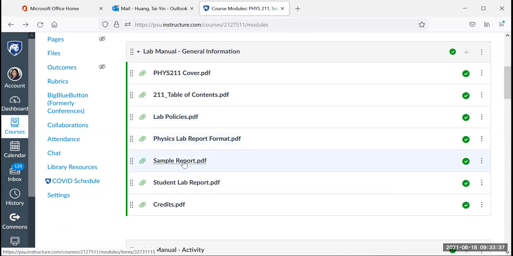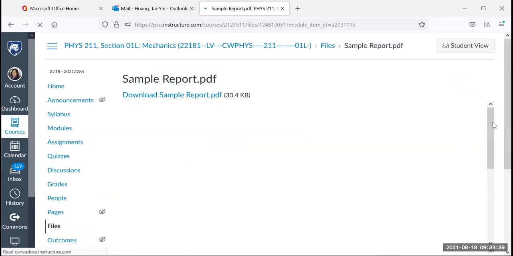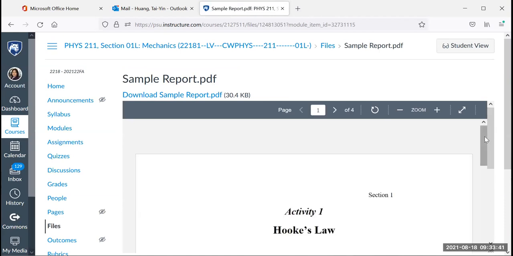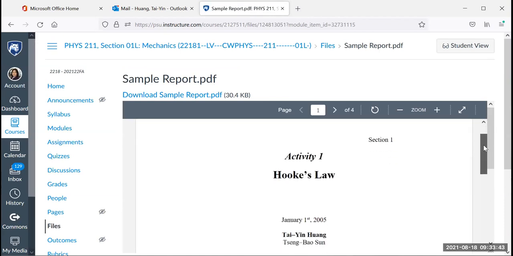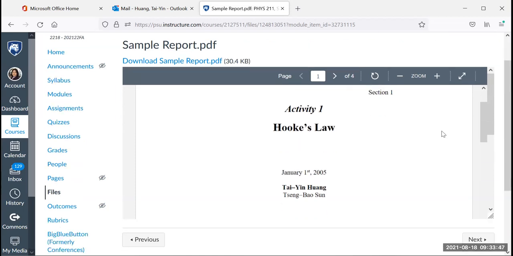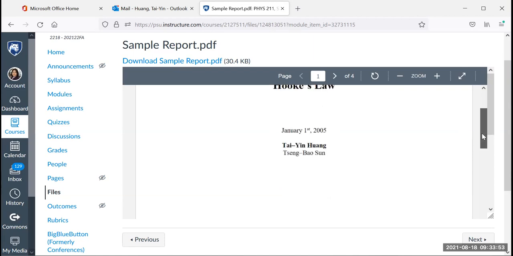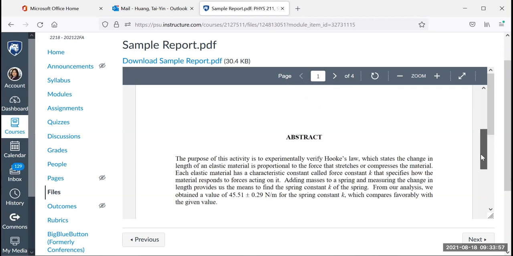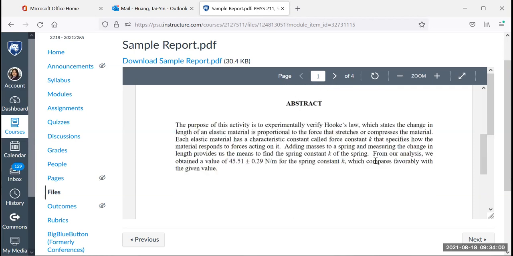This is just a sample report. Here is the activity, the name of the experiment, the day when the data was taken, the group members' names, and the abstract, where you can see the percent error with the values that were measured and obtained.